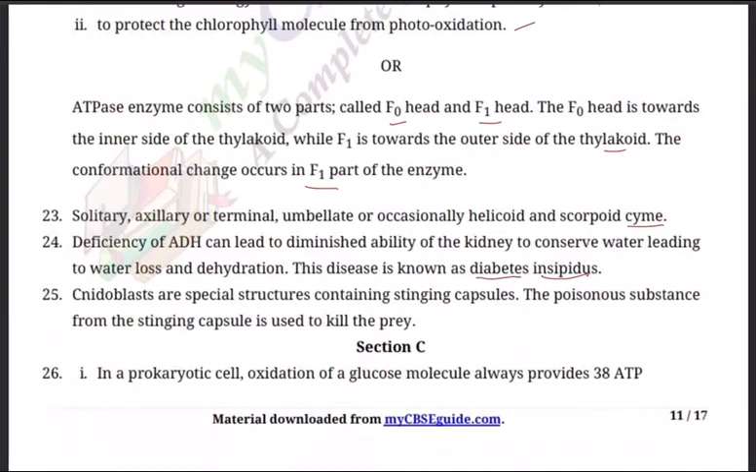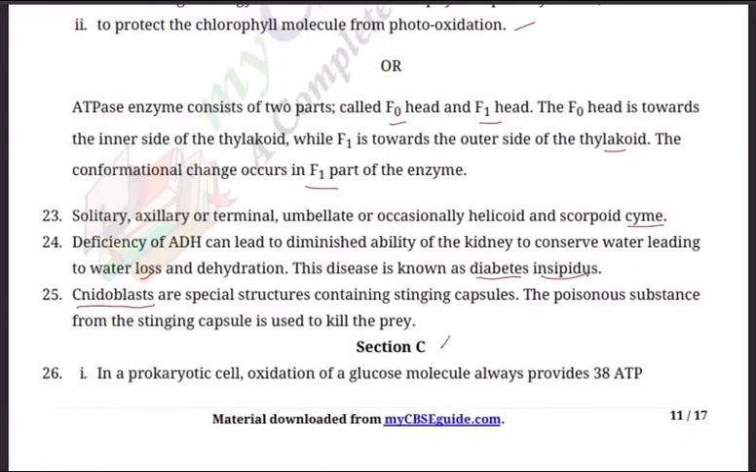Next, question 25. Nidoblasts are special structures containing stinging capsules. The poisonous substance from the stinging capsule is used to kill the prey. So that's why the name itself is Cnidaria, from nidoblasts.